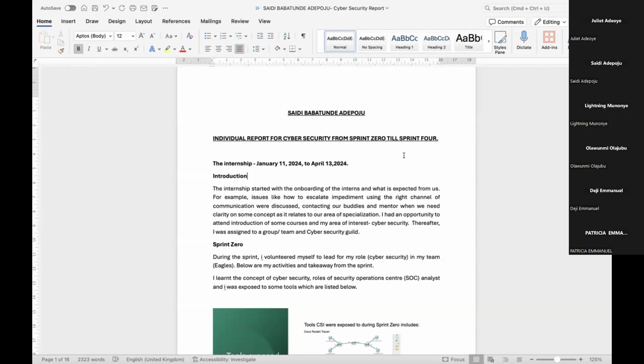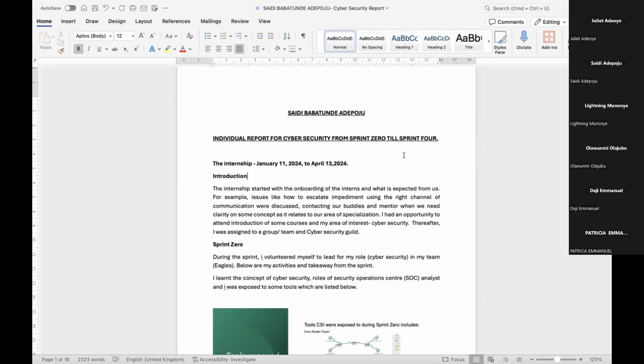For example, issues like escalation, impediments, and the right channels of communication were discussed, including contacting our buddy mentor when we need clarity on some concept that relates to our area of specialization. We had the opportunity to attend introductions to some courses in my area of interest, cybersecurity. Thereafter, I was assigned to a group, a team, and the cybersecurity guild.